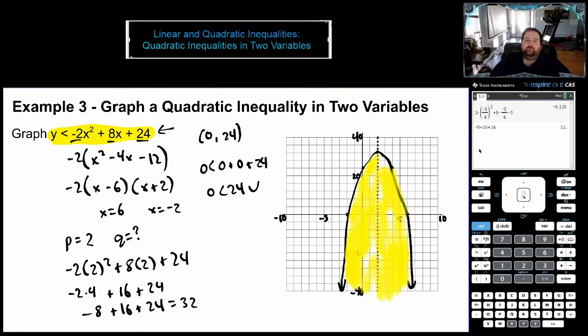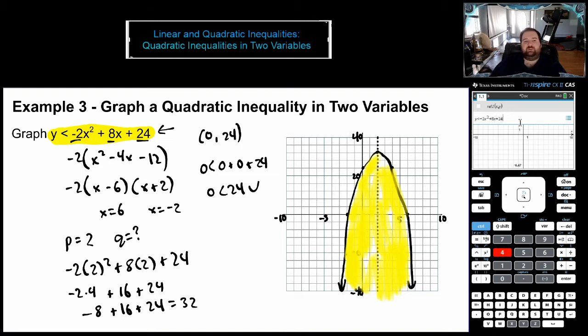All right, so before we move on to the your turn, I just want to demonstrate how to graph something like this. So you're going to hit File, New, and then you're going to add a graph. And here we have f of x equals, but we don't want that. We want y is less than. And then we're going to type it in exactly how we see it. So negative 2x squared plus 8x plus 24.